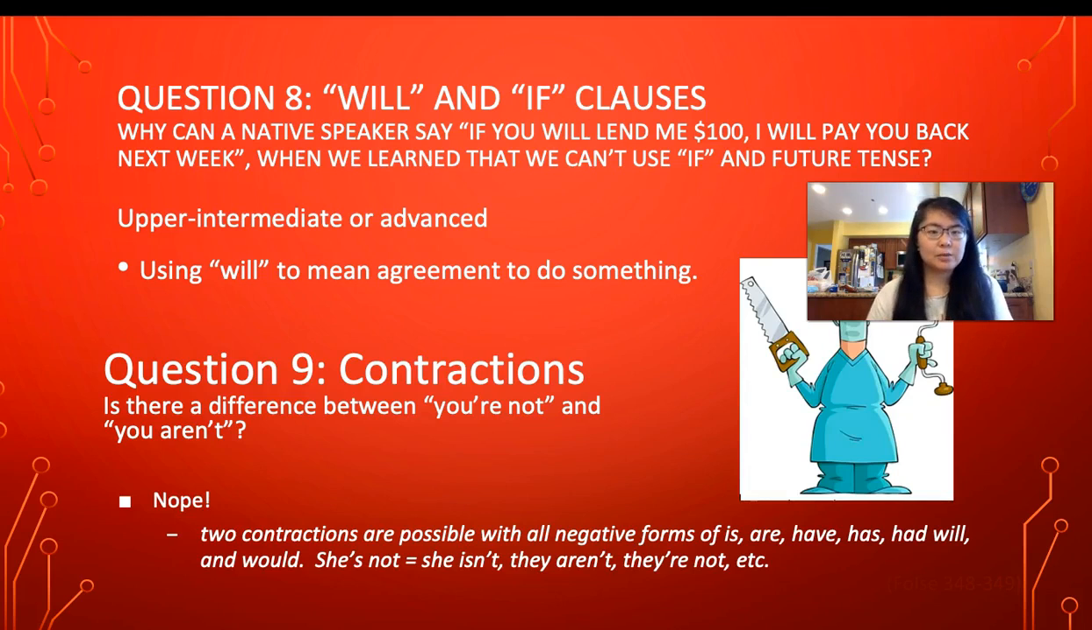So the answer is pretty simple. The word will, in this case, is not a helping verb denoting future tense. This is a different form, a different meaning for the word will, and it just means an agreement. Like, oh yes, I will do this. It's not saying I will do in the future, but it's like I promise. It's the same thing, I promise to do this.